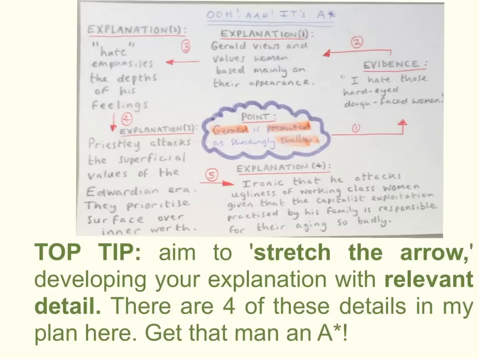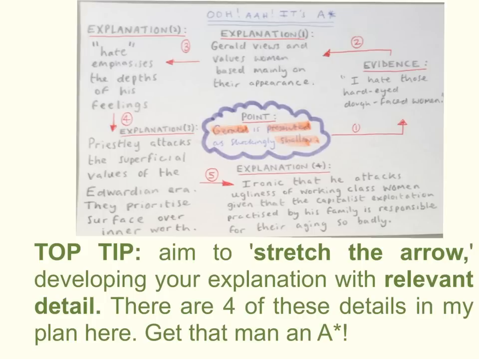But just to ensure I'm really hitting those high notes, I've stretched the arrow again with my 4th point, explanation 4. I've said it's quite ironic, really, when you think that Gerald criticises the ugliness of these working class women, because basically it's the capitalist exploitation practised by his family and the Birling family which makes these women so ugly. They age so badly. It's a bit like Victor Frankenstein in the novel. He's always going on about how ugly the monster is, and you want to grab him by the lapels and say, well, listen, Chuckles, you made him that way, you invented him.